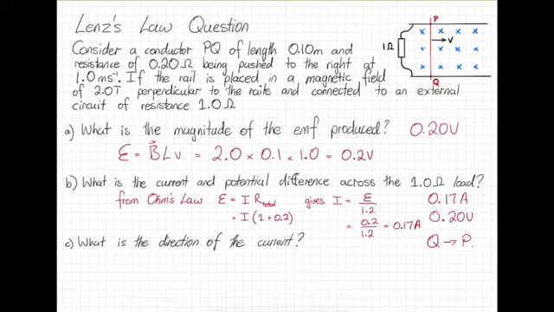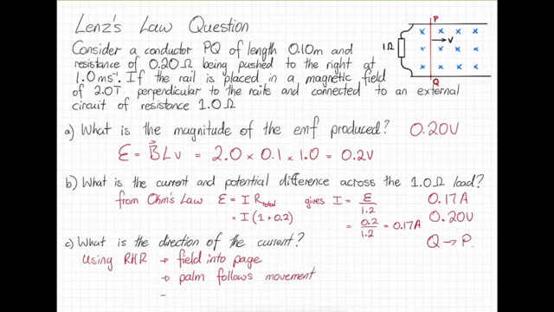What is the direction of the current? Using the right-hand rule, our fingers follow the field, which are pointing into the page. Our palm is following the movement, so it is facing to the right. At this moment, our thumb, which is normally our current, is pointing down. However, we now know that by Lenz's law, the current will oppose the change in movement, so therefore the current will actually go up the page from Q to P.